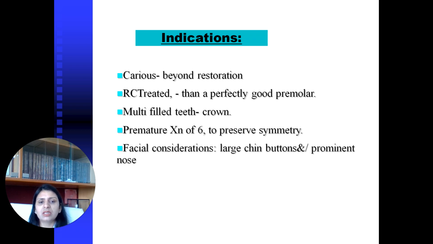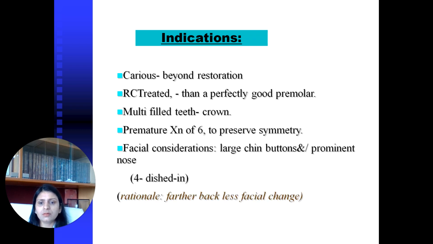Facial considerations: in the patients who have got large chin buttons and prominent nose, we cannot go for retraction in that patient, but at the same time we need space, we want the molar relation correction, so we go for extraction of first molar. So the rationale is, whenever we extract farther back in the oral cavity, that would help in preserving the facial profile, or there would be minimal facial change.